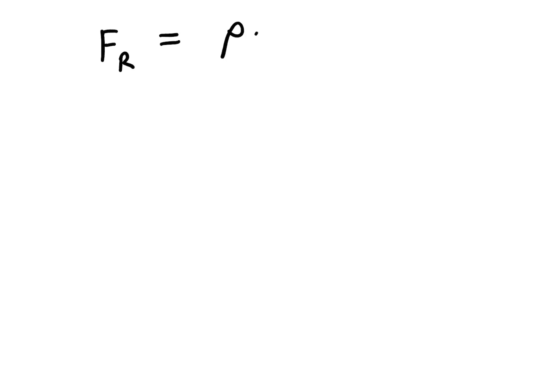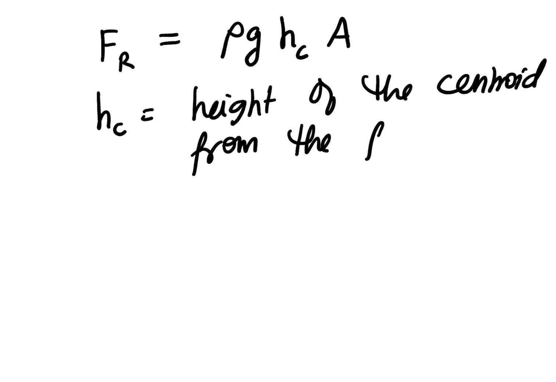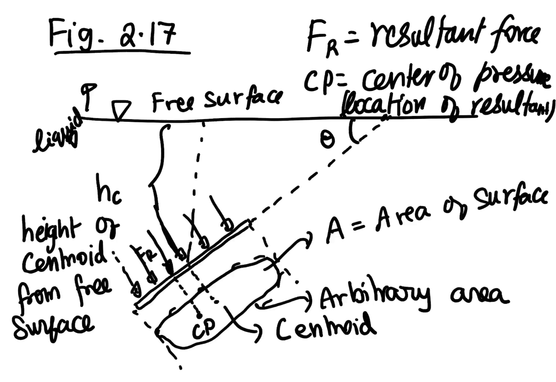So this Fr is equal to rho g times hc times A, where hc is the height of the centroid from the free surface. Okay, it's denoted in the figure in the previous slide. hc is the location of the centroid from the free surface.